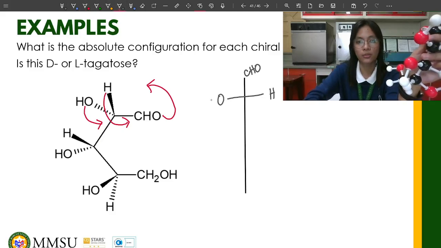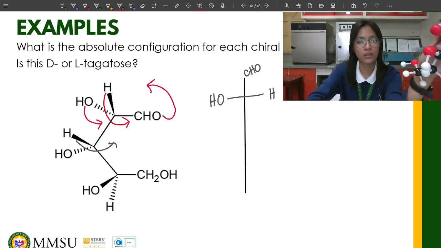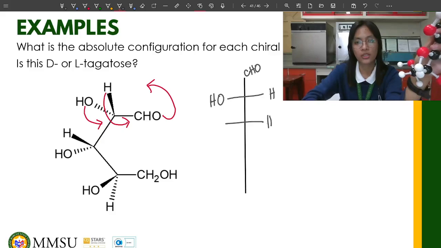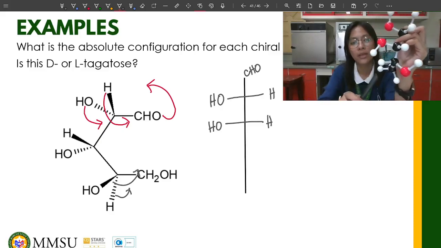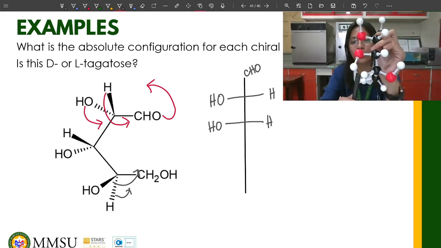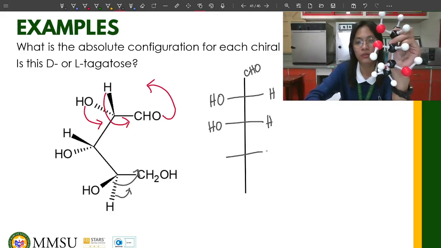And then, your OH is on the left. And then next, this one, same thing. So, H, and then OH. And then the last one, this one, the same. And then, your OH faces forward first because it is the one in front. This is the one that comes last, so your OH is on the right. And then hydrogen. And then the last one would be the CH2OH.